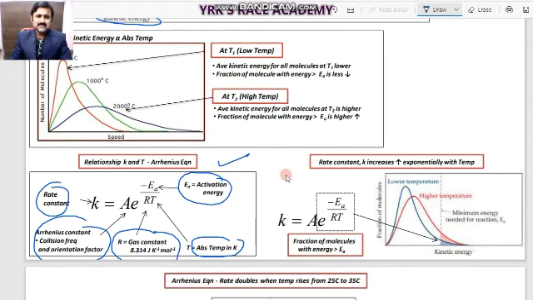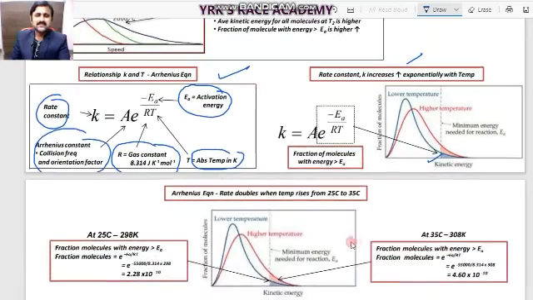In this case, the rate constant K increases exponentially with the temperature. This is the graphical representation shown here. That means the fraction of molecules with energy greater than EA increases. So this is the meaning of this graphical representation. In the graphical representation, we have enough information: the fraction of molecules with energy which cross the barrier increases when the activation energy is decreasing.